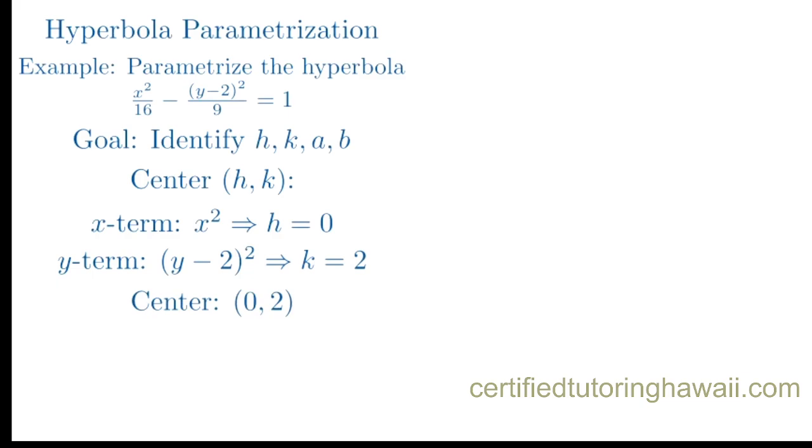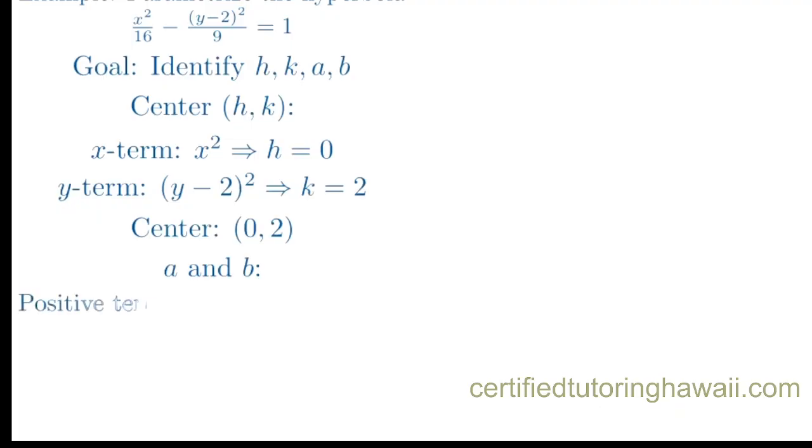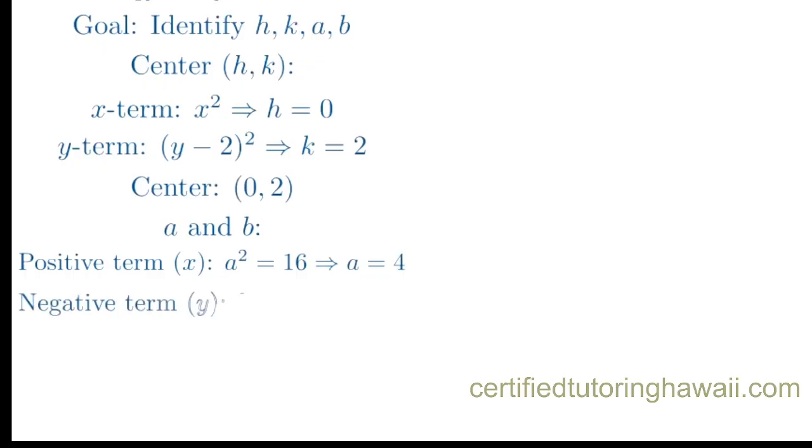Be careful here. A squared is always the denominator under the positive term, and b squared is under the negative term. Since the x squared term is positive, a squared is 16, so a is 4. Since the y term is negative, b squared is 9, so b is 3. Now we have all the components to write our parametric equations.